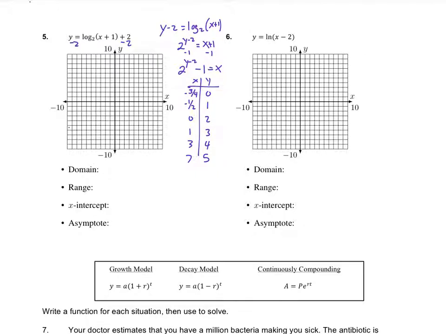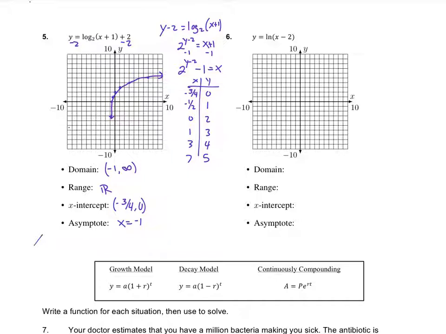So we're going to plot those: -3/4, 0, -1/2, 1, 0, 2, 1, 3, 3, 4, and 7, 5. So our asymptote is going to be at x equals -1, intercept at -3/4, 0, range all real numbers, and domain -1 to infinity.